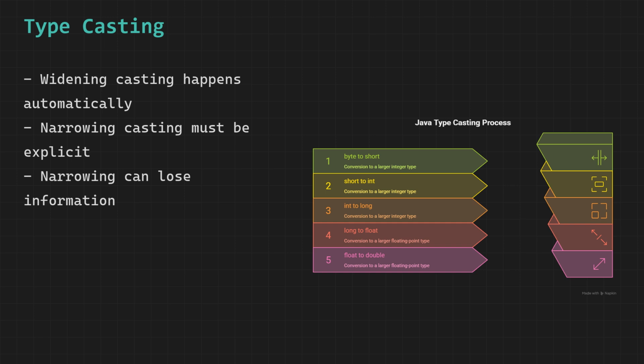If the value fits, it works fine. If it doesn't fit, the value gets truncated, the extra bits are cut off and you get an unexpected result. For double to int, the decimal part is simply dropped. (int) 9.99 gives you 9, not 10. This explicit syntax is called a cast operator, and narrowing casting always requires it.